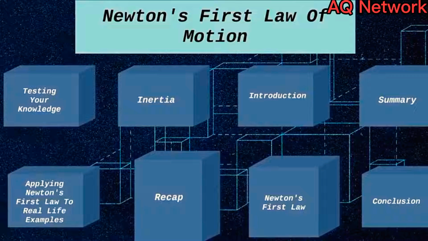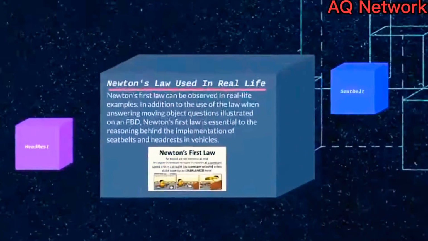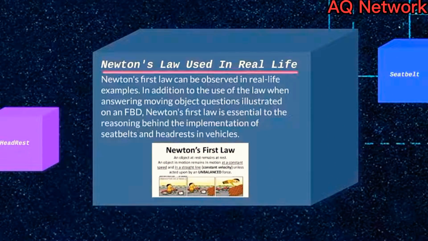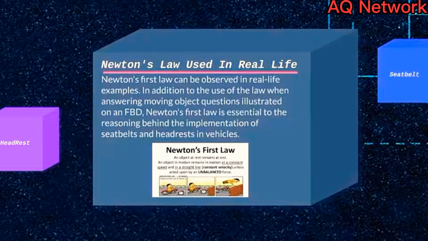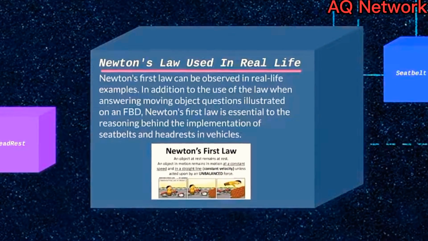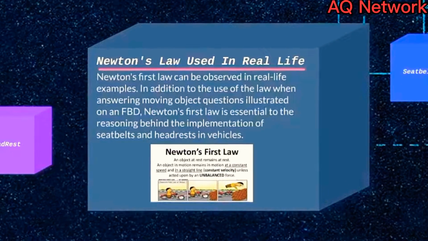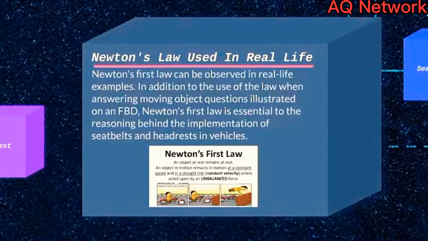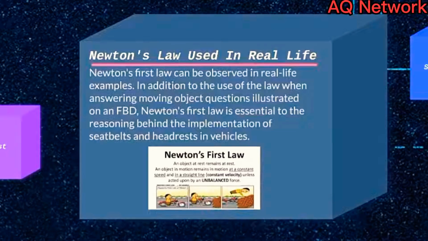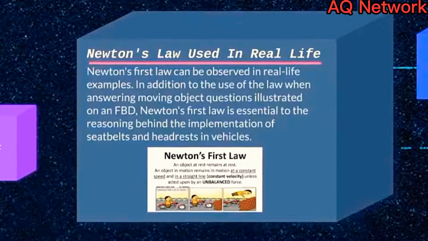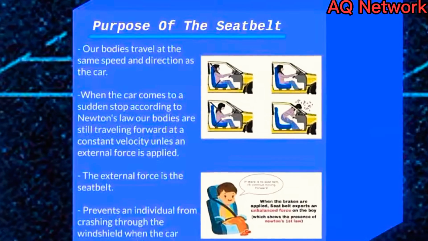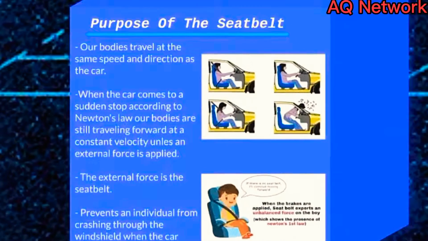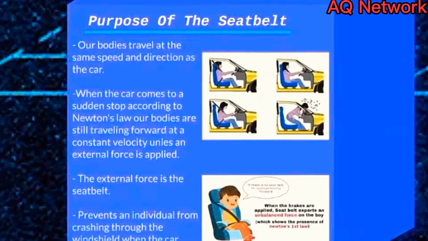Applying Newton's law to real-life examples. Newton's first law can be observed in real-life examples. In addition to the use of the law when answering moving object questions illustrated on a free body diagram, Newton's first law is essential to the reasoning behind the implementation of seatbelts and headrests in vehicles. Seatbelt. For instance, the knowledge behind the reasoning of the seatbelt is solely based on Newton's first law.